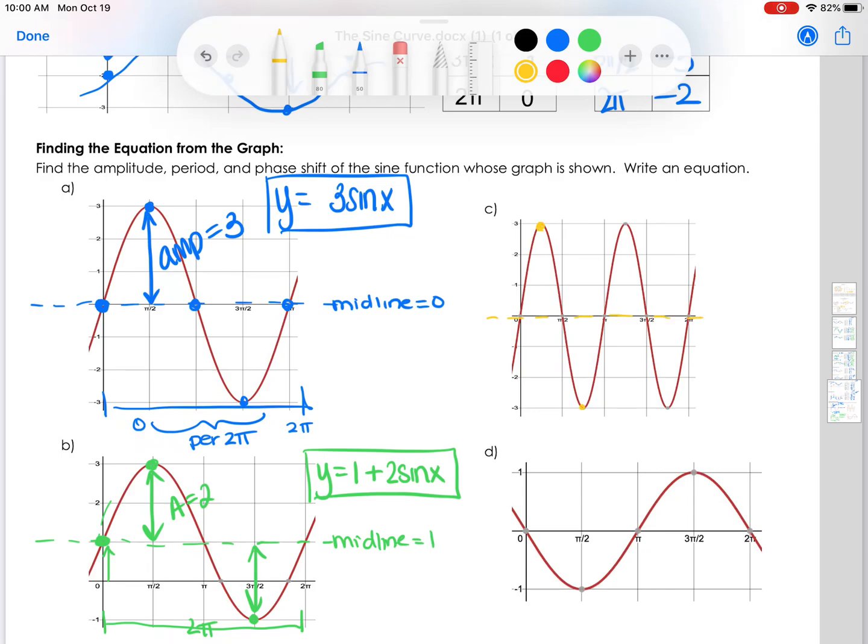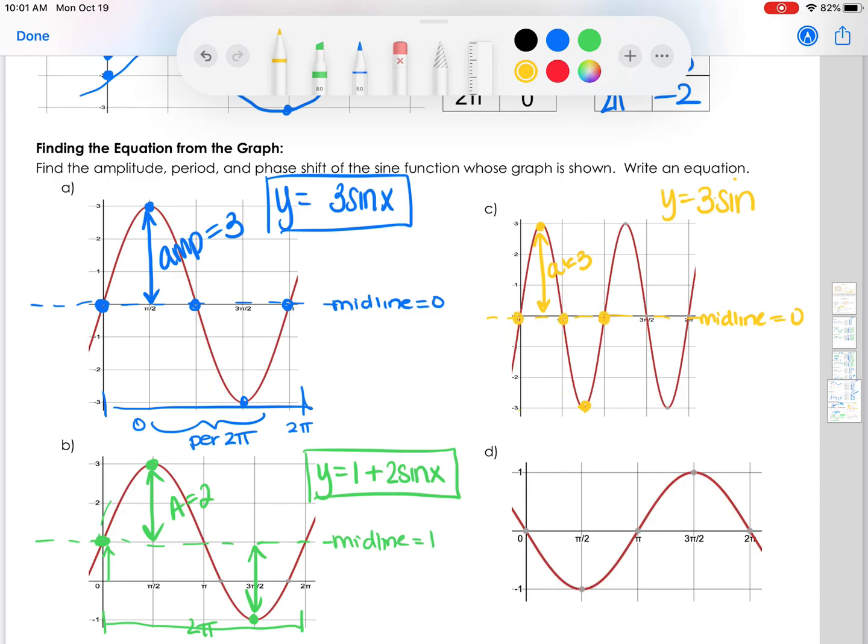Okay, the next one, we see that our midline, if we go from the highest to the lowest point, our midline is 0, which is nice. There is no up or down movement here. I do see I have an amplitude of 3. So A equals 3. So we have y is equal to, we definitely are going up first. So it's a positive 3 sine.